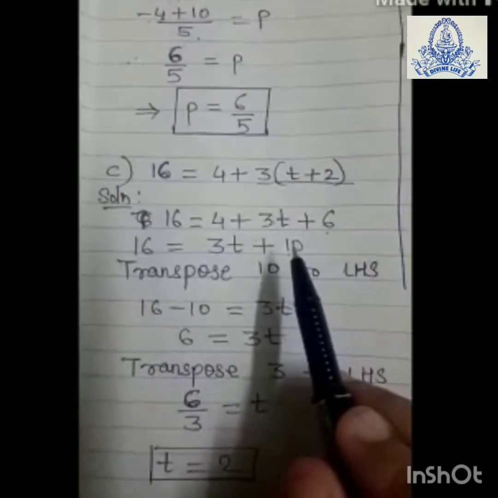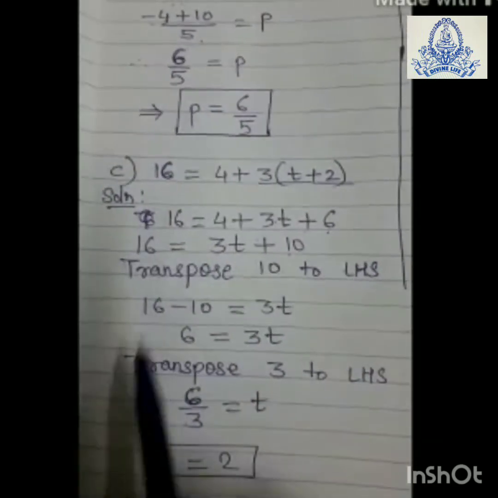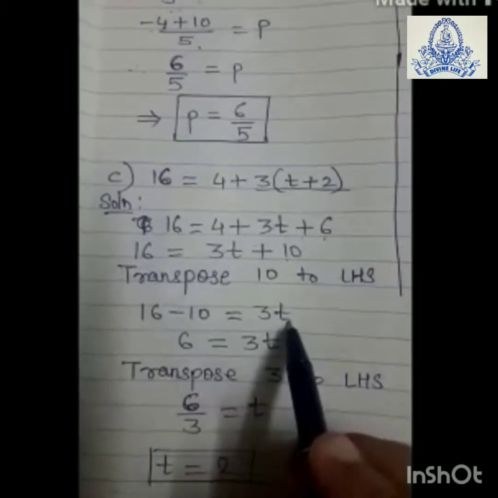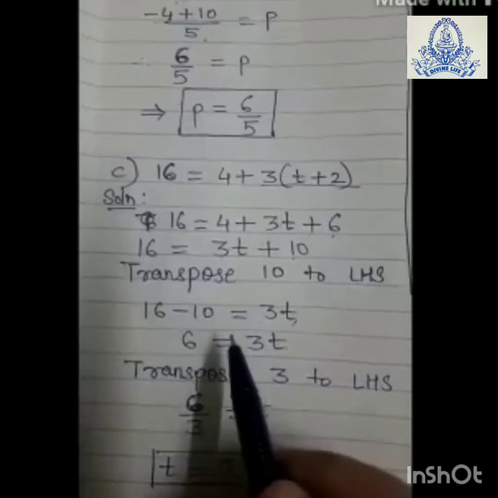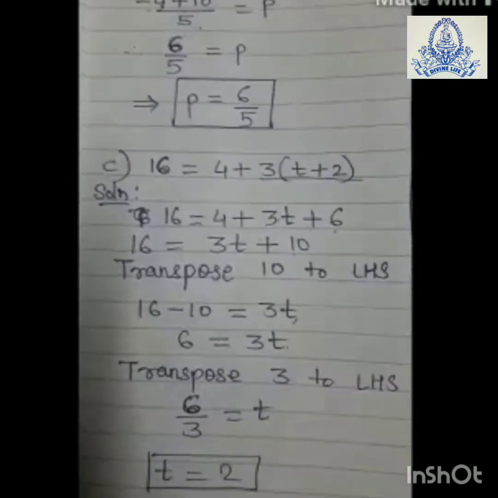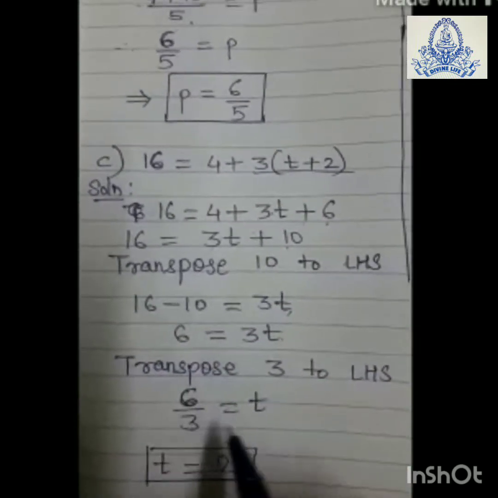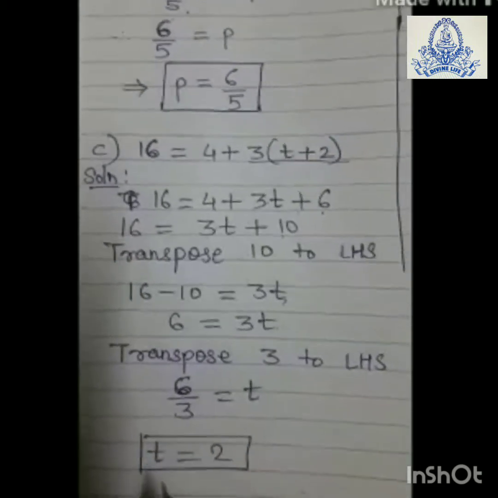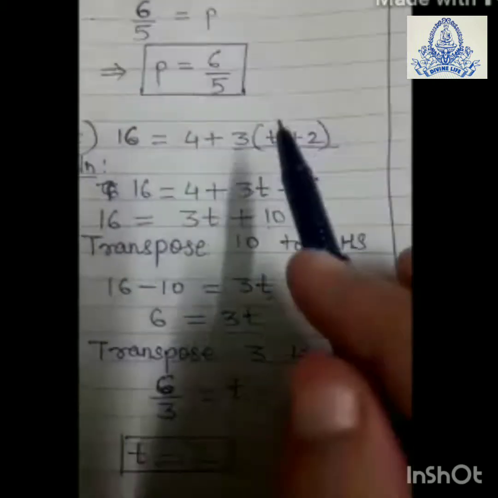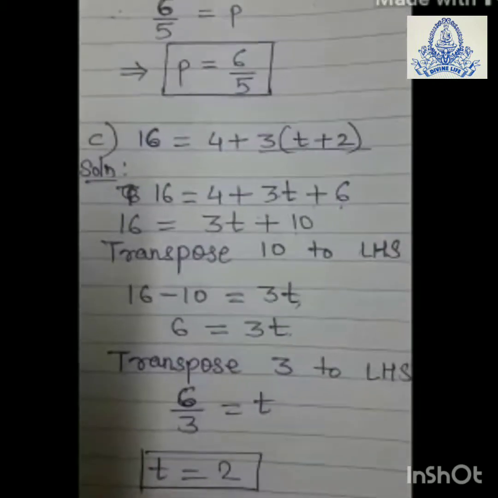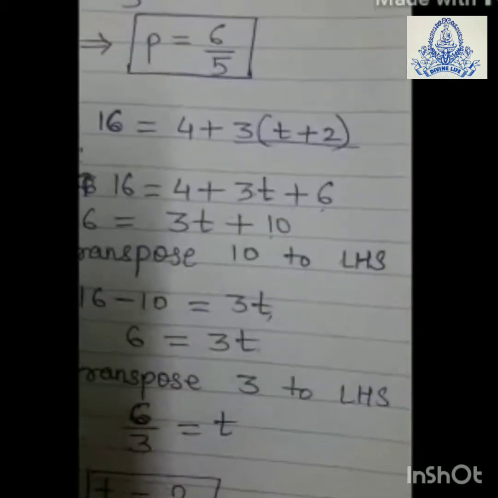Now you can transpose this 10 to LHS. So 16 minus 10 is equal to 3t. 16 minus 10 is 6, is equal to 3t. Now you transpose this 3 to LHS. That gives you 6 upon 3 is equal to t, and the value of t is 2. You can substitute this in the main equation and you can see whether LHS is equal to RHS or not.